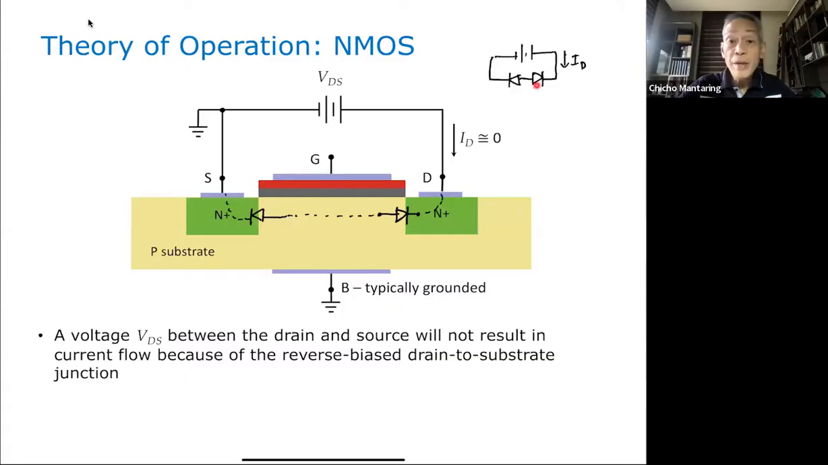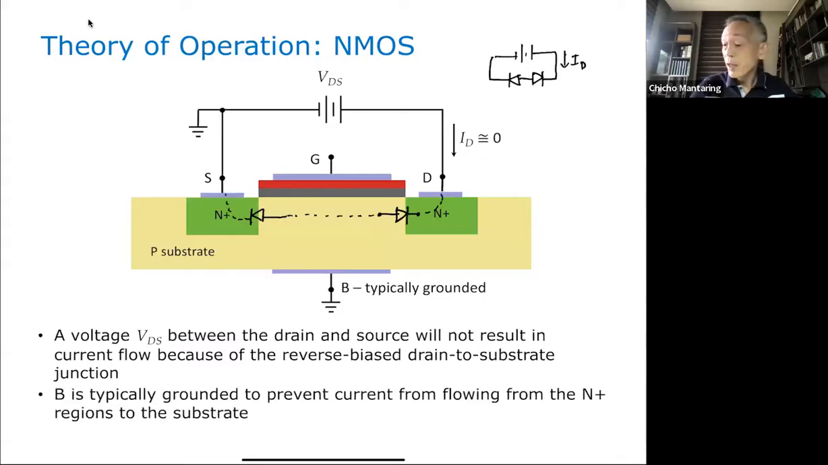This diode is going to be reverse biased because the current is trying to flow opposite the direction of the diode arrow. Because this is reverse biased, the only thing that will flow would be your leakage current. In fact, for all practical purposes, your current is approximately equal to zero, because your leakage current, as we had studied when we studied diodes, is in the order of nanoamperes to even femtoamperes. So this is going to be equal to zero.